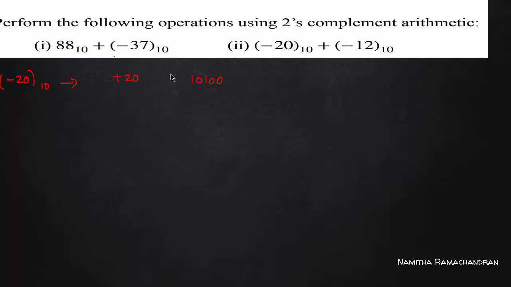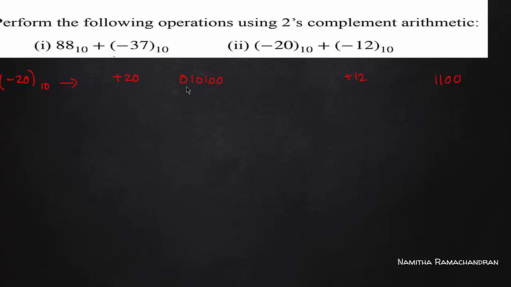Okay, and the sign is positive, so simply put a 0 for indicating positive sign. This is positive 20. And what about 12? Positive 12. 12 is actually 1100. We know that minimum 4 bits are required for representing 12 in binary. So 1100 is the minimum binary bit representation for this 12, magnitude 12.